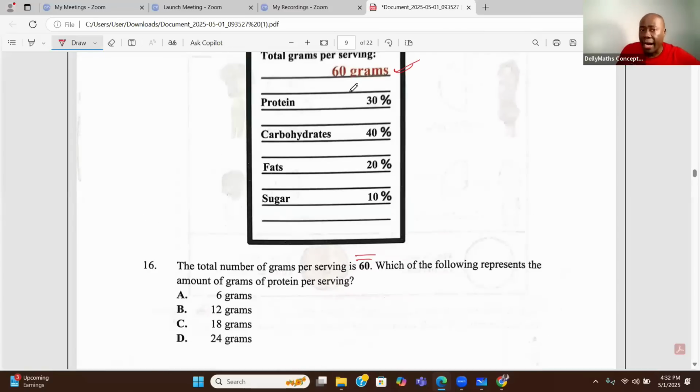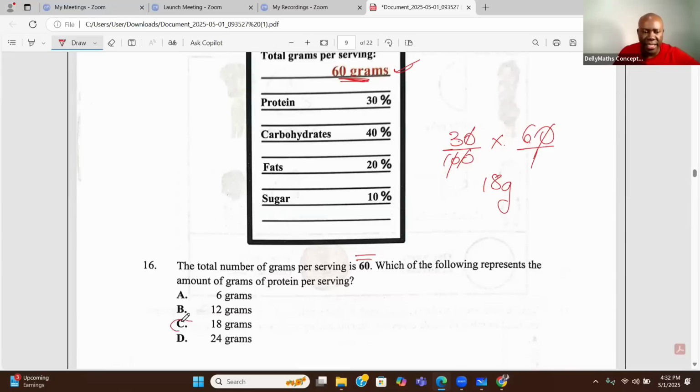Now, what the question is, the total, watch this, the total number of gram servings is 60. All right, good. Which of the following represents the amount of grams for protein? So it's 60, we saw that. But protein is 30%. 30% of what? 60. So you want to work that out. This cancel that, this cancel this. 3 6s, 18 grams for protein.